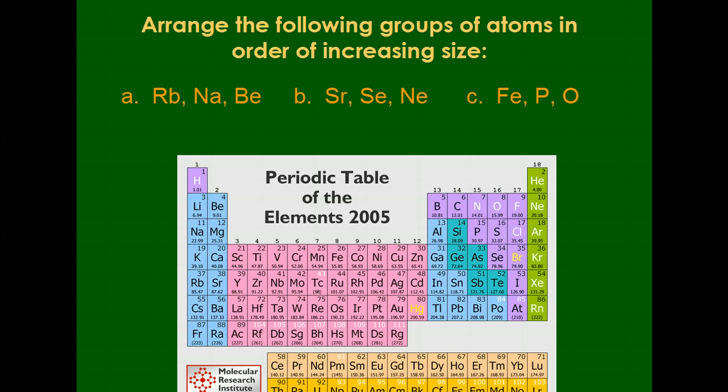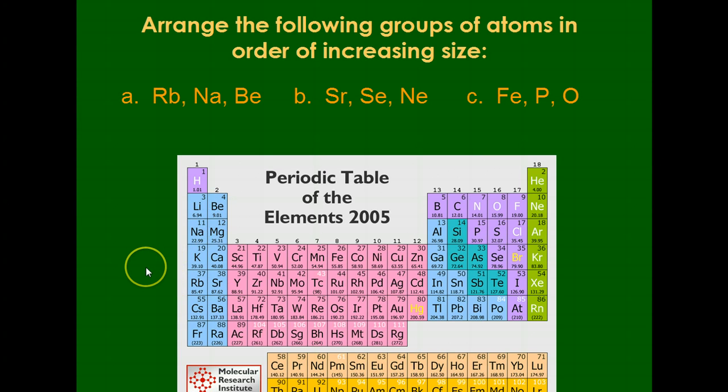The big thing to think about with size is that as you're moving down and to the left, you're going to see your sizes of your atoms get larger. Francium is our largest atom, whereas helium would be our smallest. So when I'm trying to rank these in increasing size from smallest to biggest, I'm going to find rubidium, I'm going to find sodium, and I'm going to find beryllium.